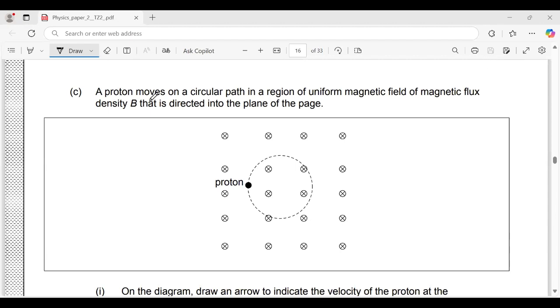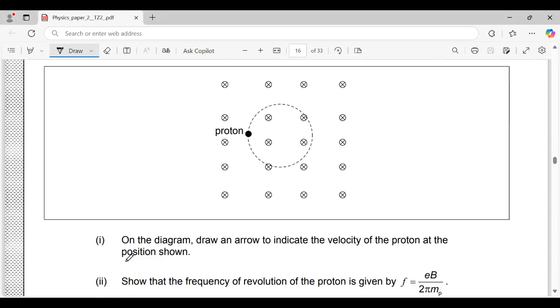C. A proton moves on a circular path in a region of uniform magnetic field of magnetic flux density B that is directed into the plane of the page. The proton's circular path is shown as a circle. On the diagram, draw an arrow to indicate the velocity of the proton at the position shown. Okay.